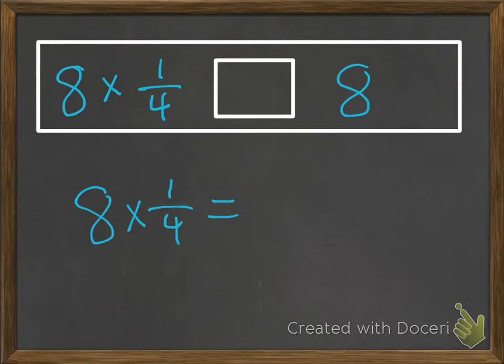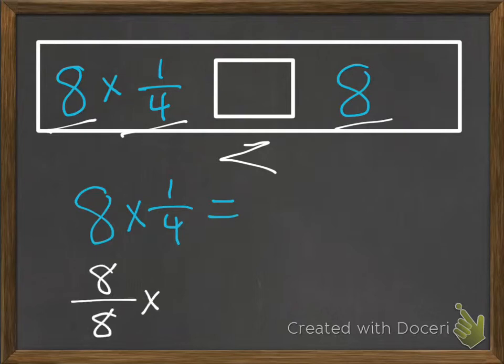Let's try it again. 8 times 1/4. Now we know that when we multiply a whole number times a fraction, it should be smaller than the whole number we started with. That's what we just found out. It should be that this is less than 8. Let's find out. 8 times 1/4. I'm going to put 8 over 1, my bad, times 1/4.